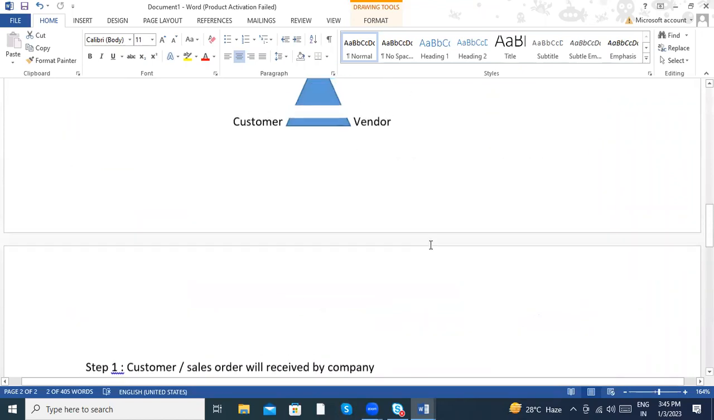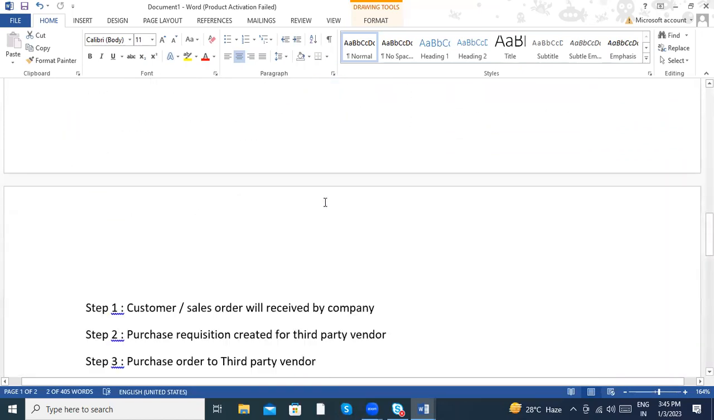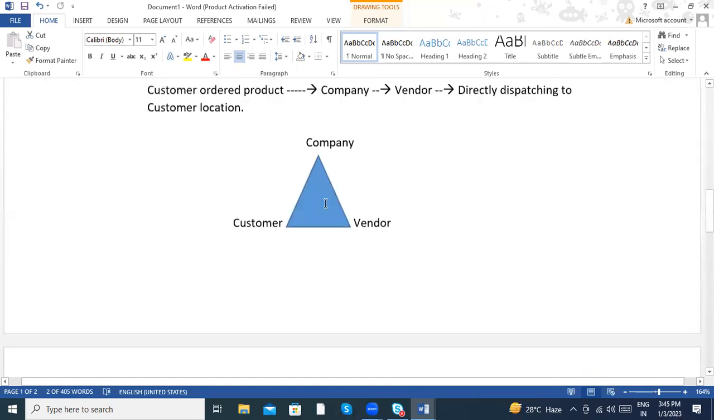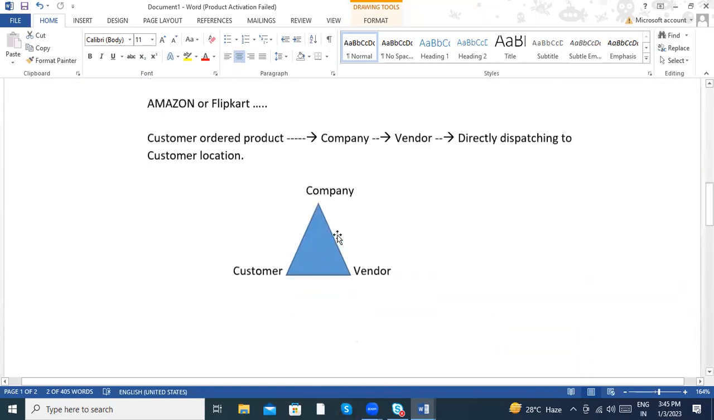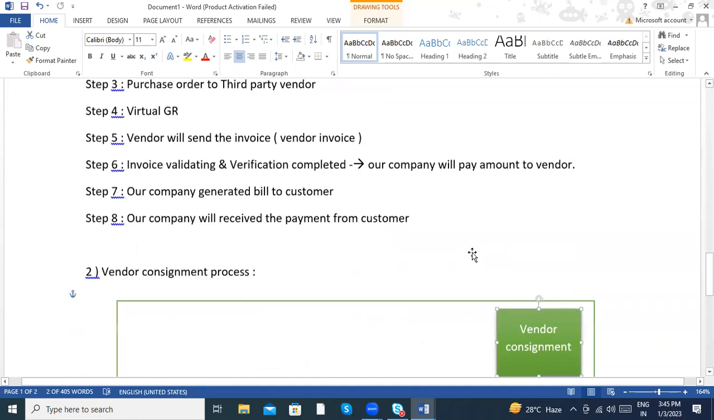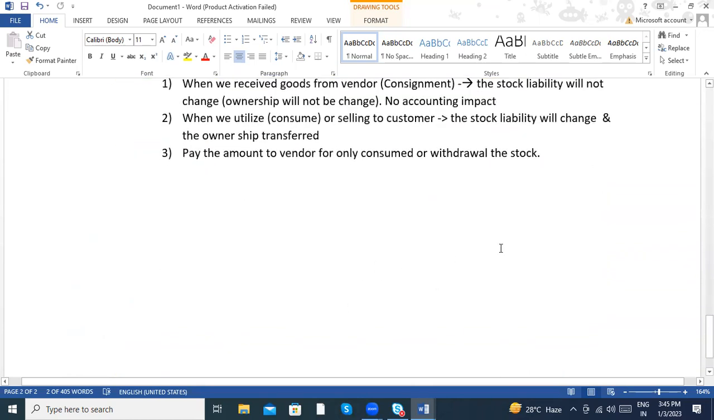This is the third party process, and this is the special stock document process. Other than this, we have some other processes too. We'll discuss them tomorrow.